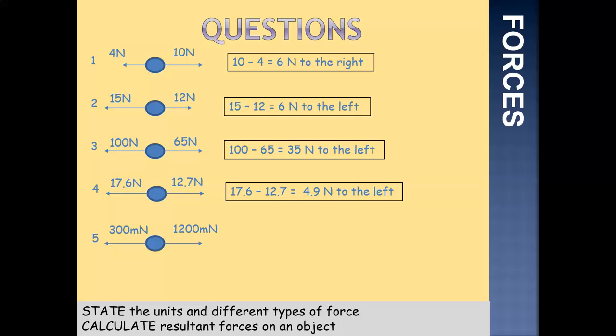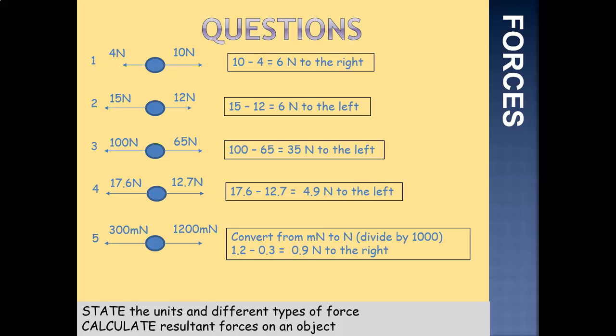And our bottom one, 300 millinewtons and 1,200 millinewtons. Now again, like kilonewtons, we need to convert this because we want our answer in newtons. In order to convert from milli to normal, we divide by 1,000. So our first one would be 0.3 newtons, our second one would be 1.2 newtons. We do 1.2 take away 0.3, which gives us 0.9 newtons to the right. The larger force is acting to the right, and so that's where our resultant force would act.